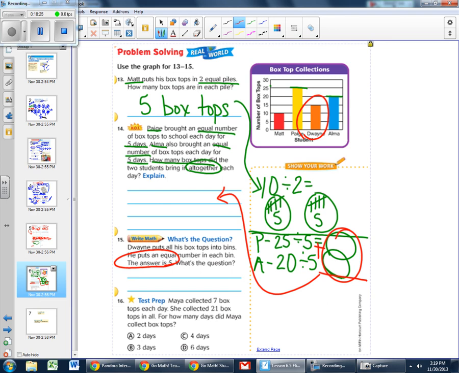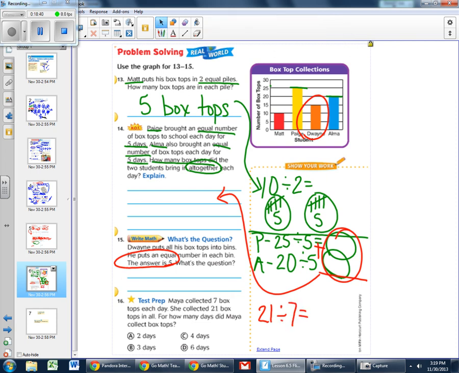Okay. Then your last one, Maya collected 7 box tops each day. She collected 21 box tops in all. For how many days did Maya collect them? So you're going to have 21 divided by 7 equals something.